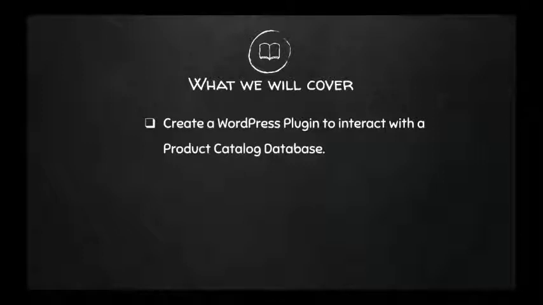Today we're going to actually create a WordPress plugin to interact with a product catalog database. So we're basically going to move our catalog from our MySQL database, or whatever database we have our catalog in, and build that catalog inside of WordPress. Then we're going to create a plugin that's going to interact with that catalog so that we can communicate with our product catalog and use that information throughout WordPress.